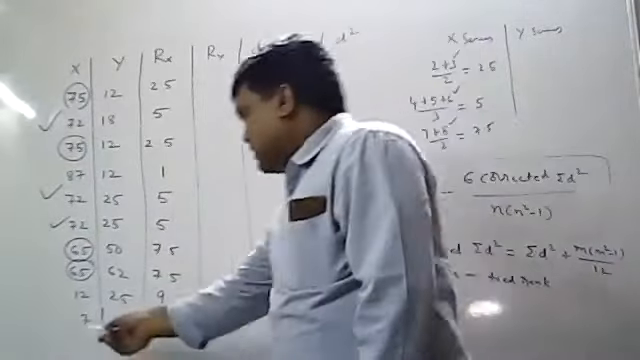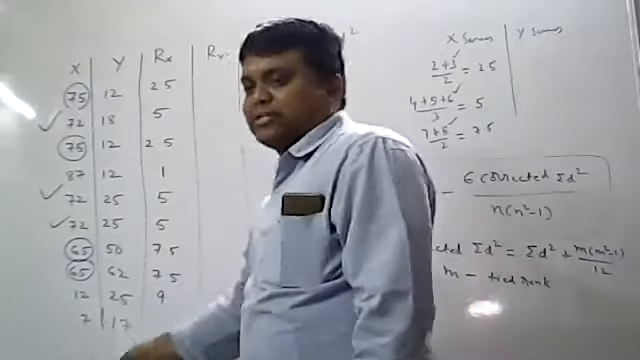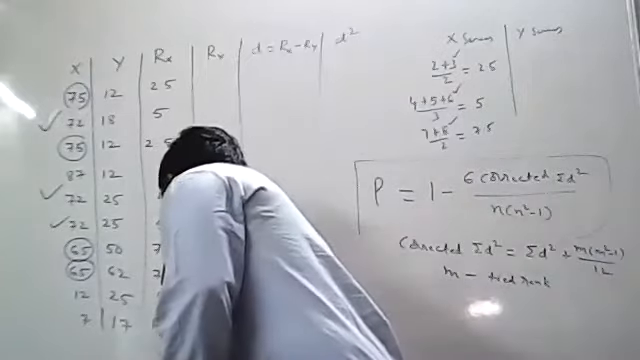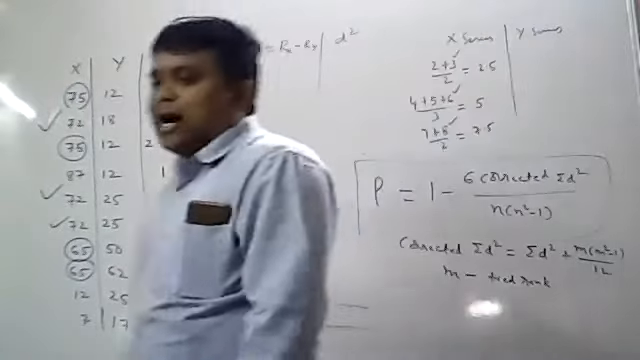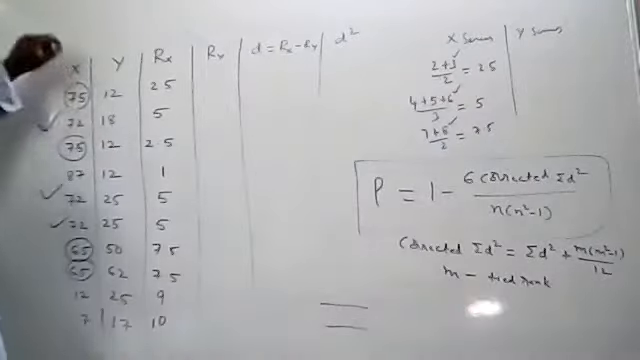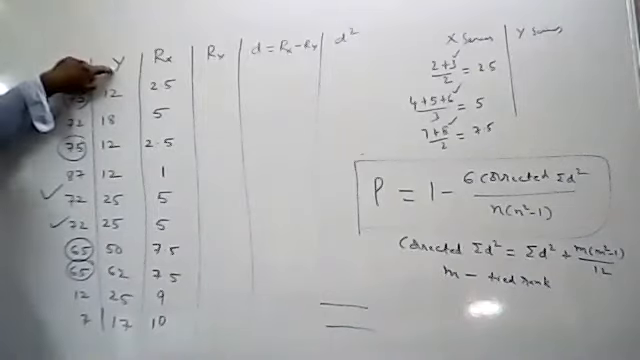Next highest value, and the last value is 7 only. So 7 means the next rank. What is the next rank? 10. Now I got the Rx values. Similarly, you have to do the Ry values. That means see the Y observations.